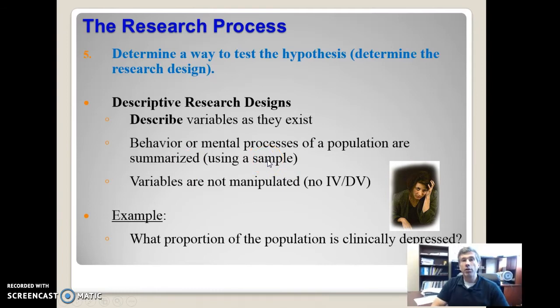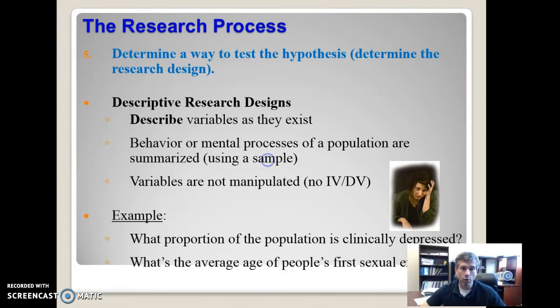An example of a descriptive design: a clinician might want to ask what proportion of the population is clinically depressed. And at the end of this, she's just going to have a number, a percentage. So it doesn't really tell her anything about what relates to clinical depression, what causes it, how to change it. It just gives a very basic description of how this looks at the population level, how common this disorder is.